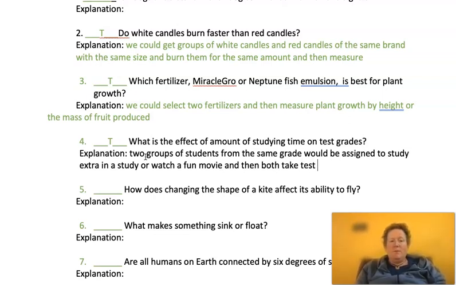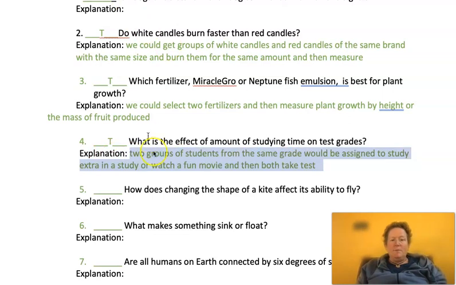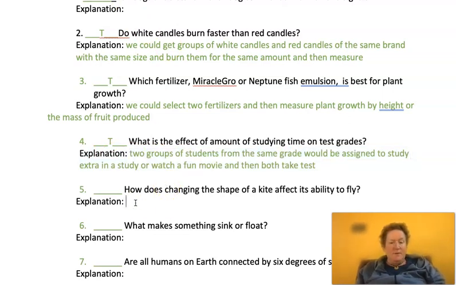That's a pretty easy way to see if the extra studying would affect their test grade. We'd have to do it a bunch of times to really know, and we'd have to do it with different types of students to make a strong conclusion. But it would be a good way to illustrate to students how studying time is important.